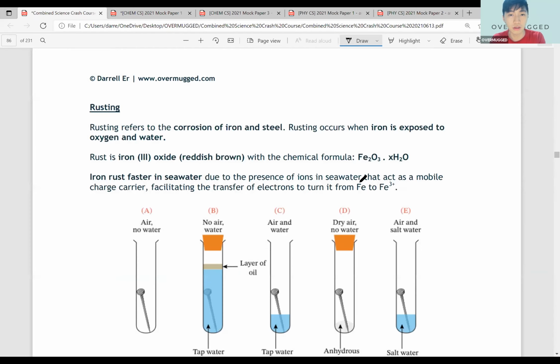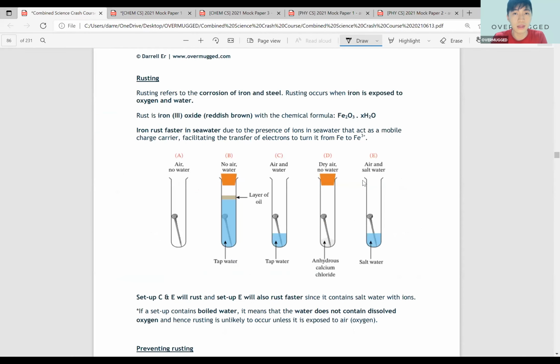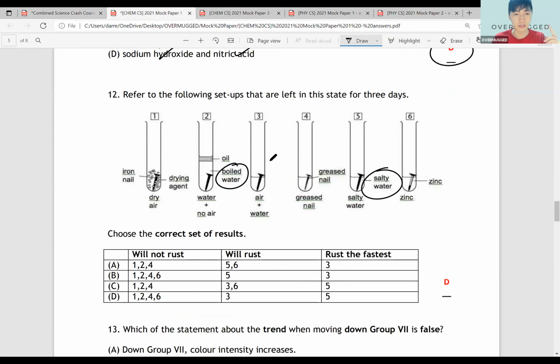If you refer to the curated notes once again, you'll note that iron rusts the fastest in seawater, because we have ions in seawater that help to facilitate the change from iron to iron trioxide. You'll notice that iron or steel bars near the beach tend to rust a lot faster. Meanwhile, boiled water means the water does not contain any more oxygen. We know that rusting requires 2 things: oxygen and water. Without either of them, we cannot rust.